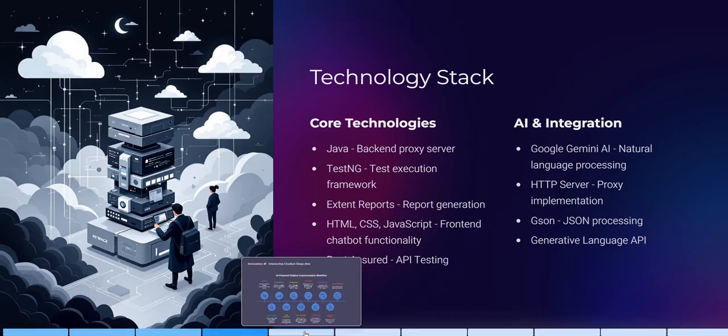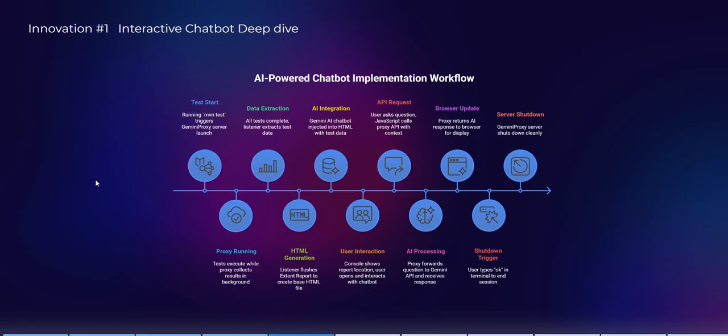Now I will give the implementation workflow of the chatbot. See, as soon as we start our test run, the proxy server launches in the background. When the execution finishes, the listeners extract everything we need for the chatbot: name, status, duration, authors, categories, and errors. At the moment the Extent report is generated, we inject our custom chatbot directly into the HTML along with the full test data JSON.